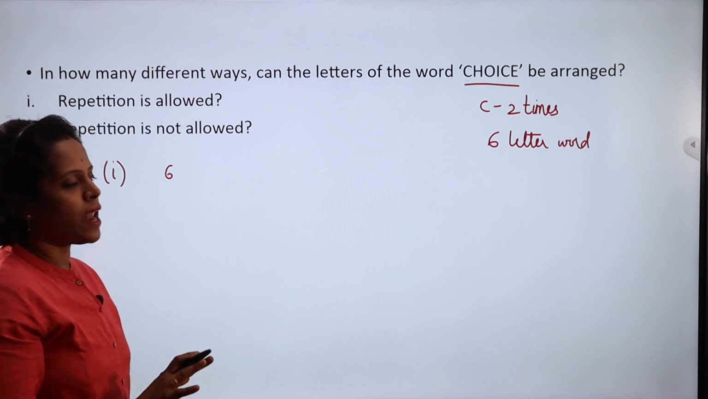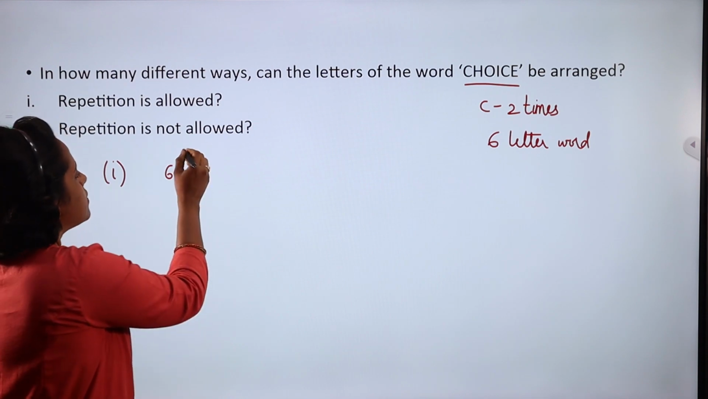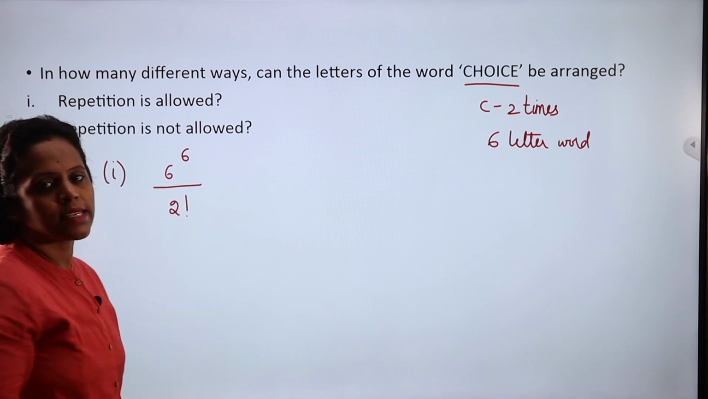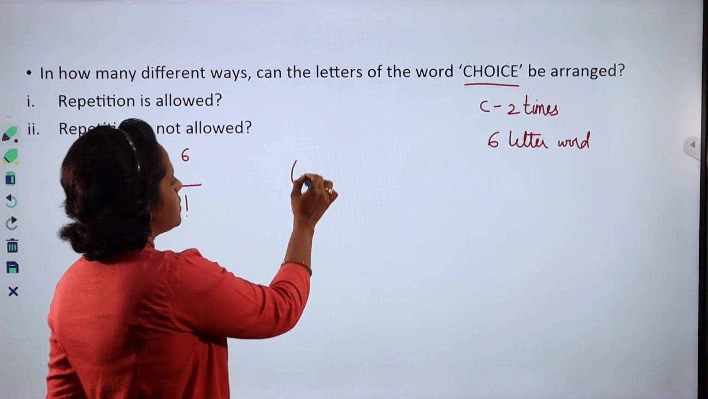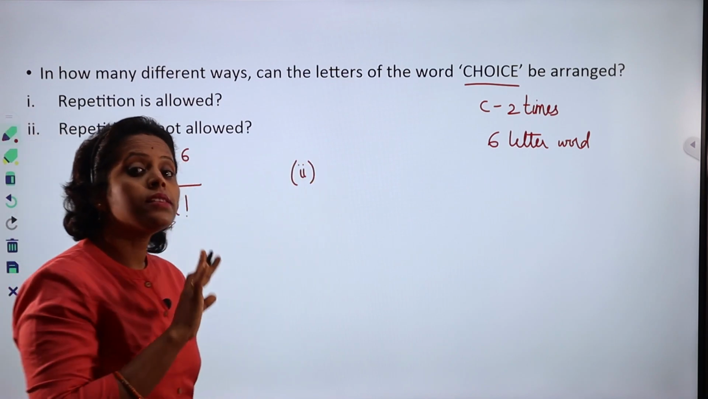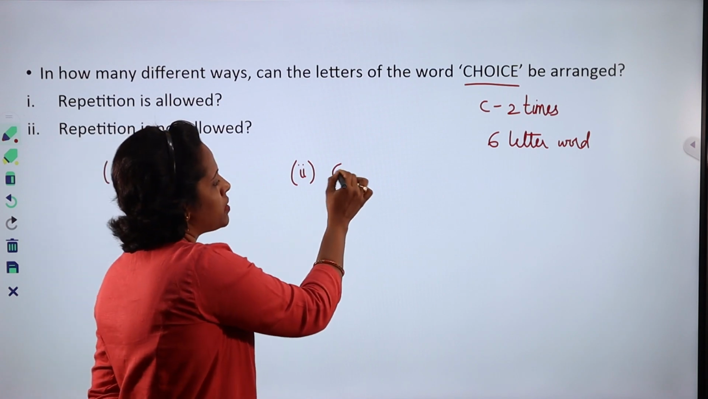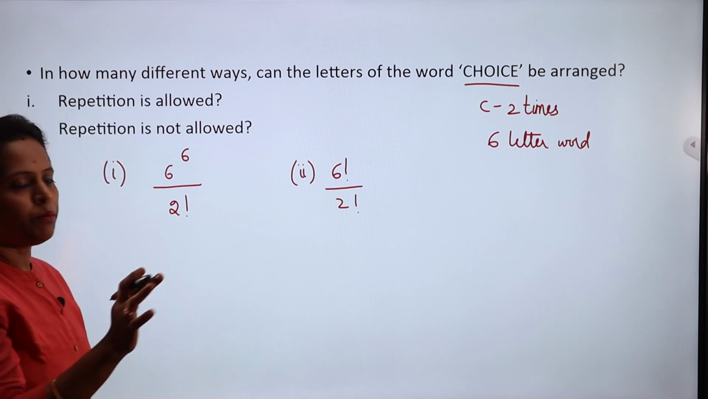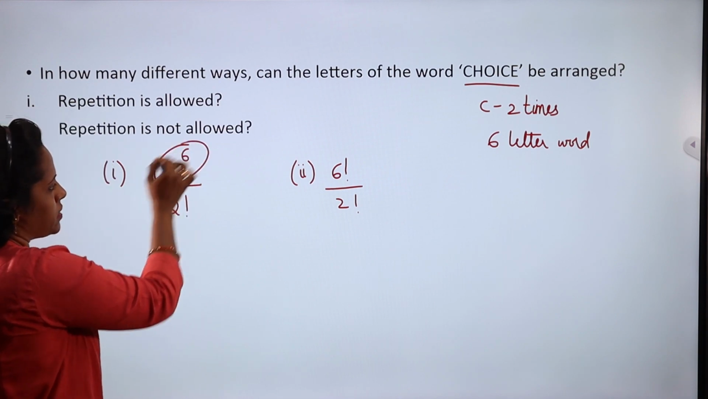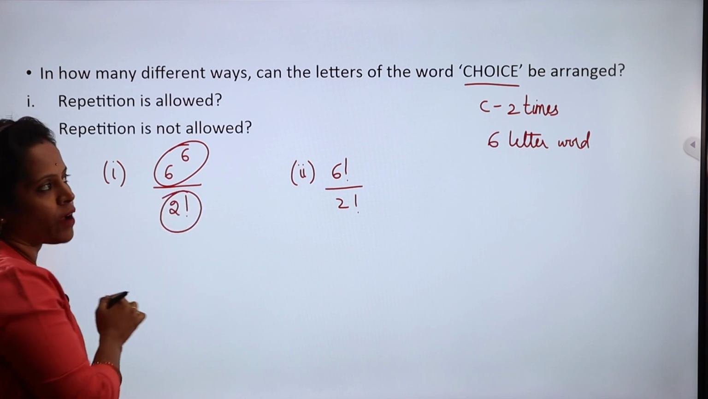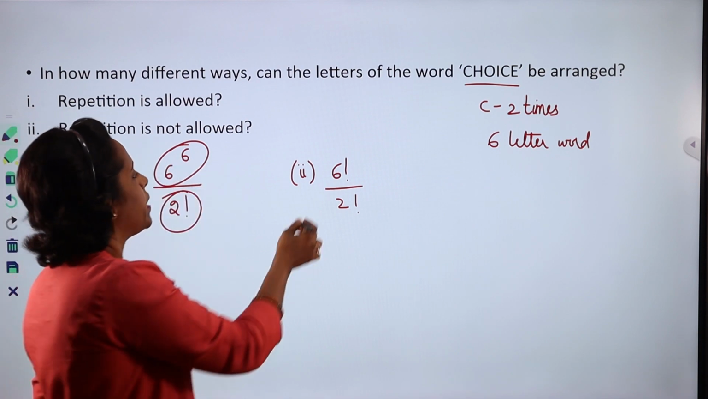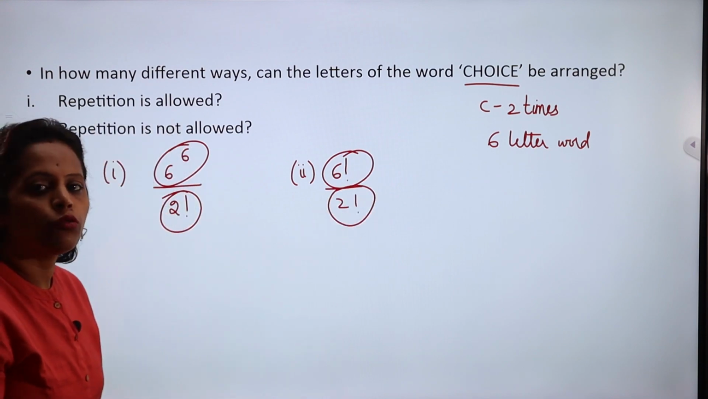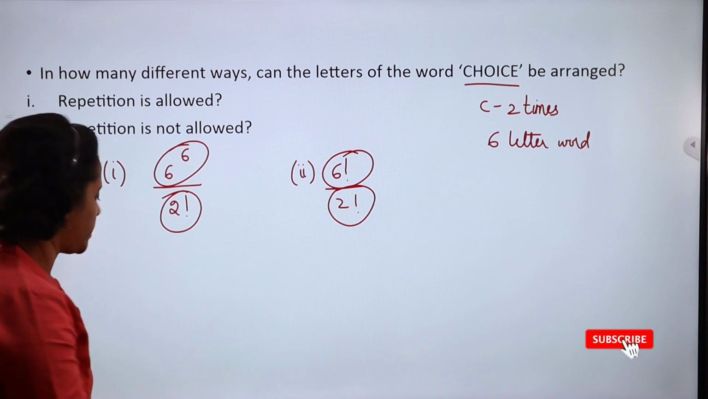Whenever repetition is allowed, what will be the answer? 6 power 6 divided by 2 factorial because C is repeated twice. Now the second one. When repetition is not allowed, we have 6 factorial divided by 2 factorial. Whenever repetition is allowed, we have the exponent 6 power 6 divided by 2 factorial because C is repeated twice. Now whenever repetition is not allowed, we have the answer as 6 factorial by 2 factorial. Let's see the next question.